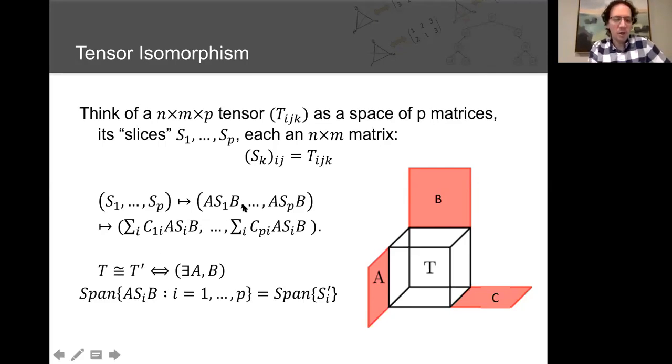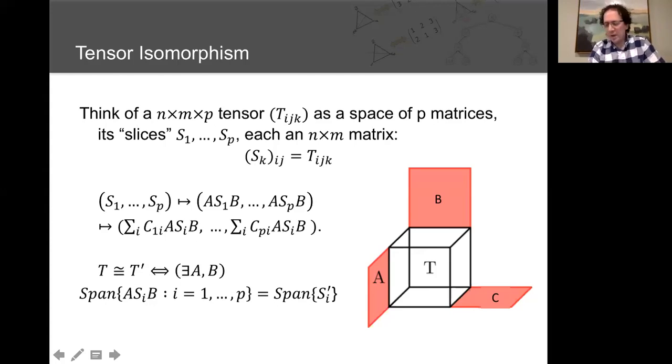Okay. And so if you look at this, what this is telling you is if I have two tensors and I think of their slices, the two tensors being isomorphic is the same as saying I can left and right multiply by A and B to make the span of this set equal to the span of this set, right? Where the change of basis in these spans is accounted for by C.